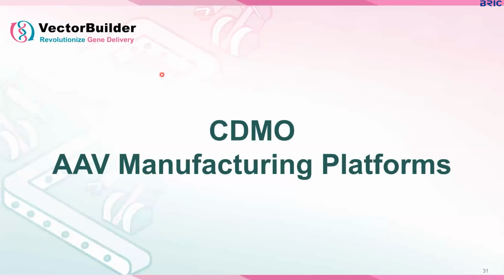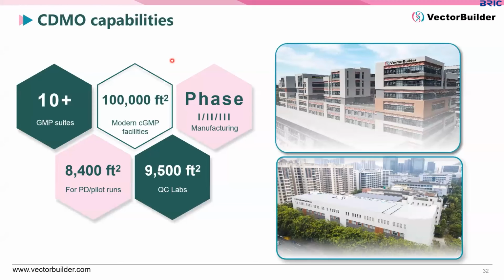So the next thing that I want to introduce is our CDMO platform for manufacturing, particularly for AAV. Overall, for all our CDMO manufacturing services, our capabilities lie in multiple GMP production suites. Right now, we have more than 10 of them, and the total area for our GMP facility is about 100,000 square feet. We are capable of phase 1 to phase 3 clinical trial manufacturing. We also have an independent process development and pilot run lab of about 8,000 square feet, and independent QC laboratories and QC team occupying about 9,500 square feet.